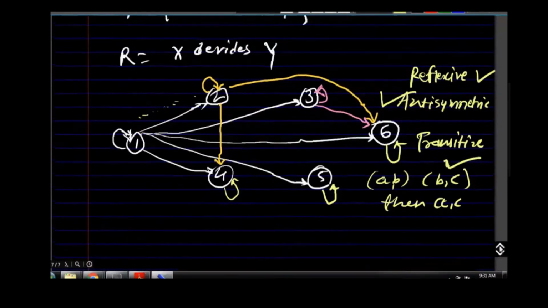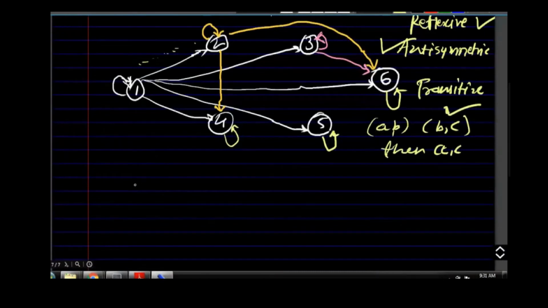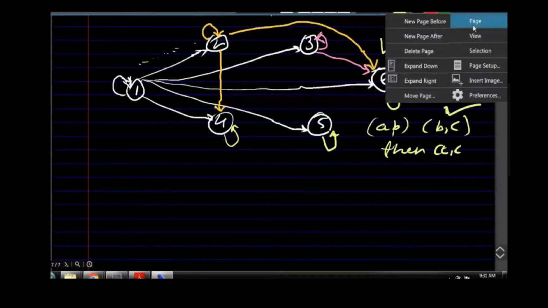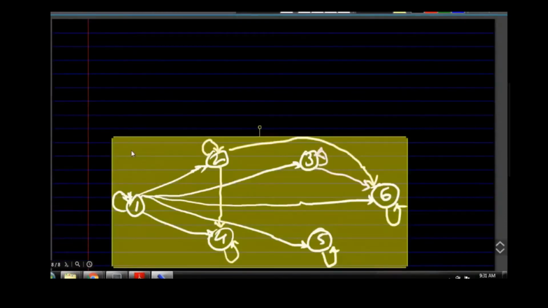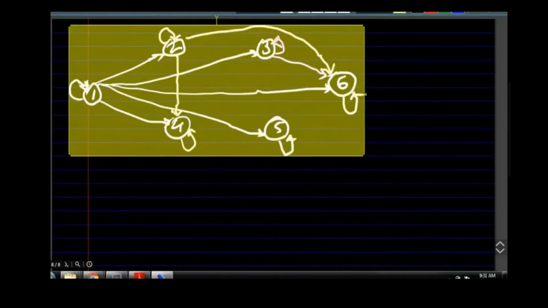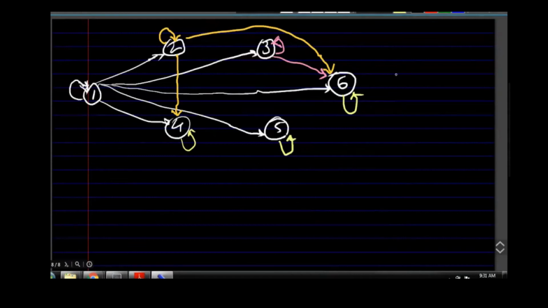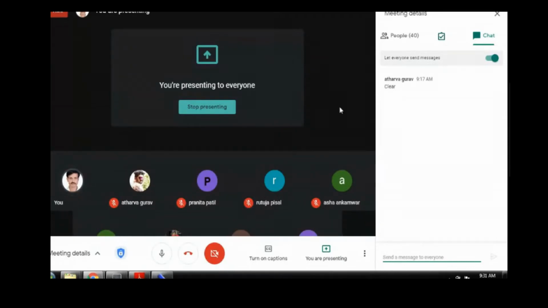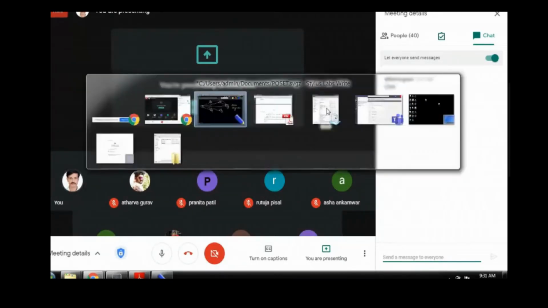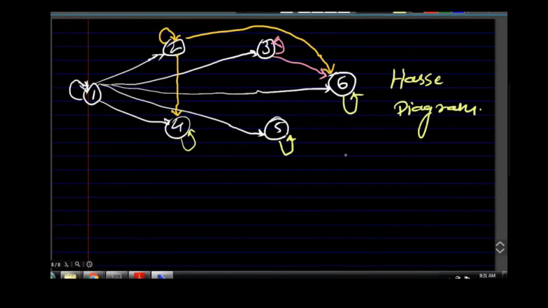Okay, now next we have to study the Hasse diagram. So let me create one more page. So this was our original diagram, and we are about to study the Hasse diagram. Let me check how many of you are in the class, because we are taking the new topic. So next topic is the Hasse diagram.